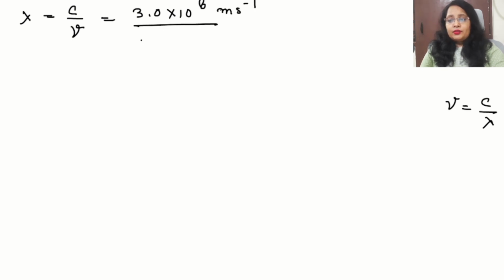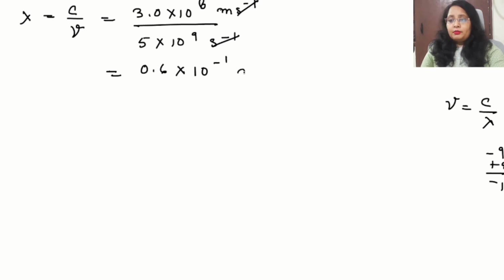And frequency we already got. It is 5 into 10 to the power 9 per second. Now per second and per second will be cancelled, and 3 by 5, our answer will be 0.6 into 10 to the power. Now 9 will go up and turn to minus 9. So 8 minus 9, plus 8, it will become minus 1. So 10 to the power minus 1 and meter.